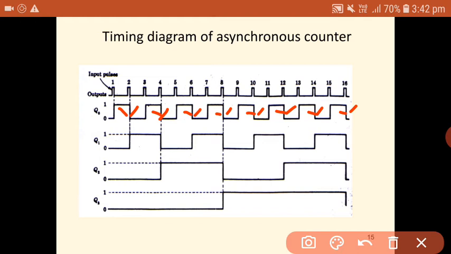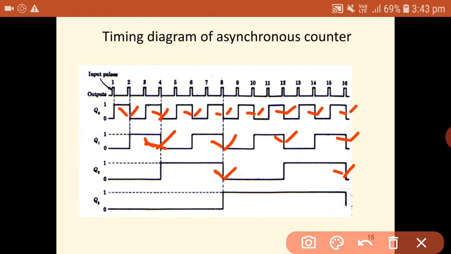Similarly, the Q2 output will be changing only when the Q1 output changes its state from logic 1 to logic 0. Only at four instants of time will the Q2 output be changing. Similarly, the Q3 output will be changing only when Q2 changes its state from logic 1 to logic 0.